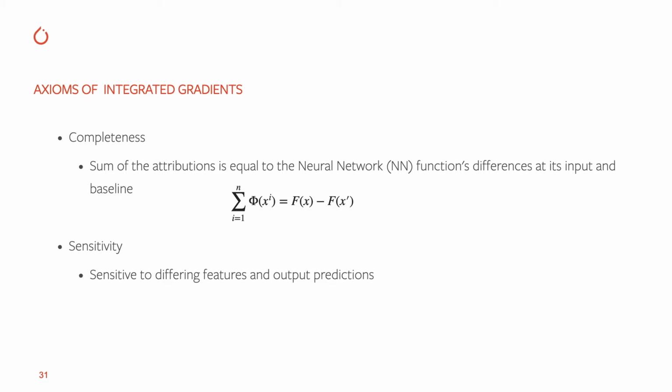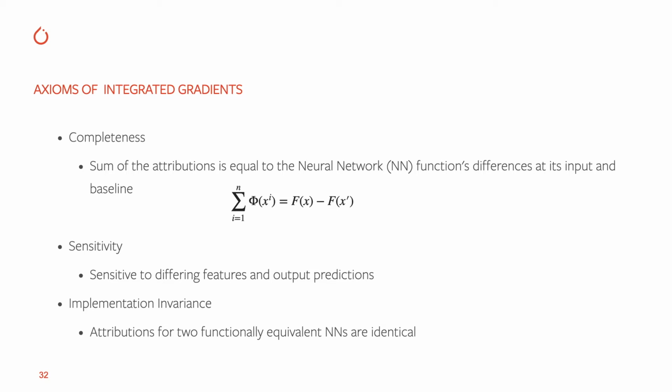The second axiom is the axiom of sensitivity, which states that if the input and the baseline differ at one feature and result in different prediction scores, then for that differing feature, we will have non-zero attribution. The third axiom is implementation invariance, which states that the attribution for two functionally equivalent DNNs is identical.